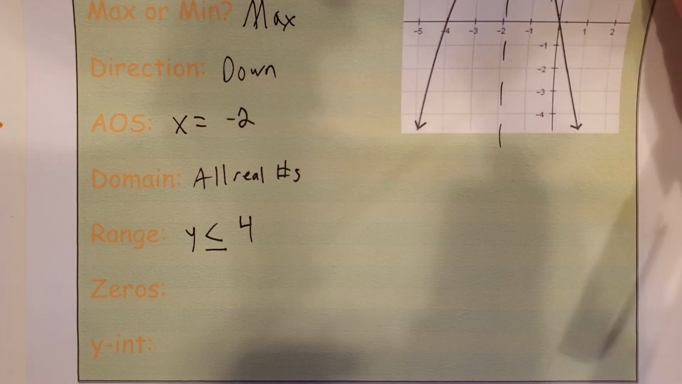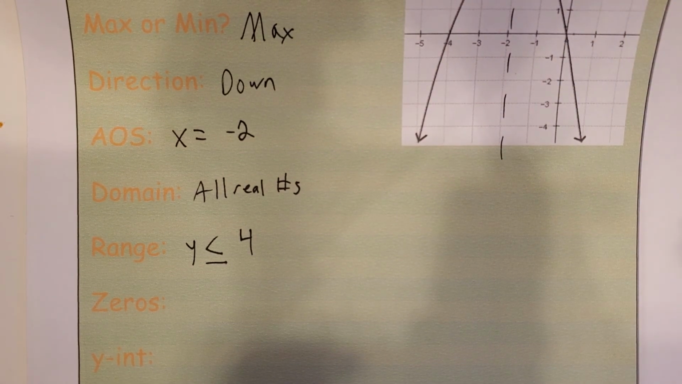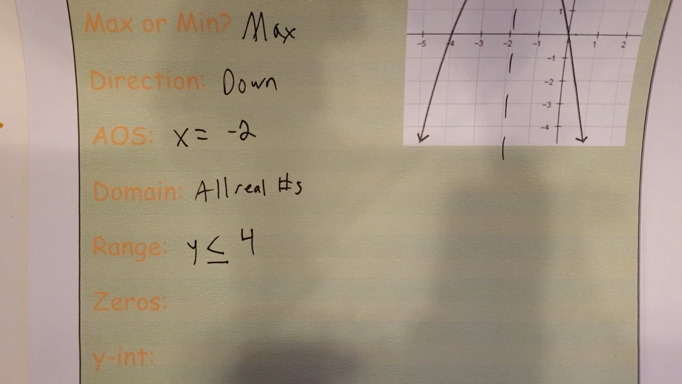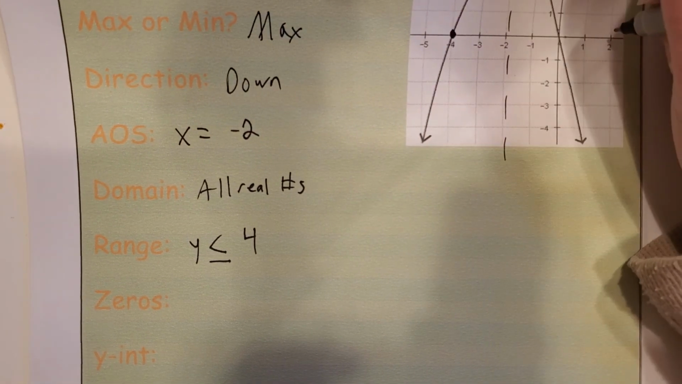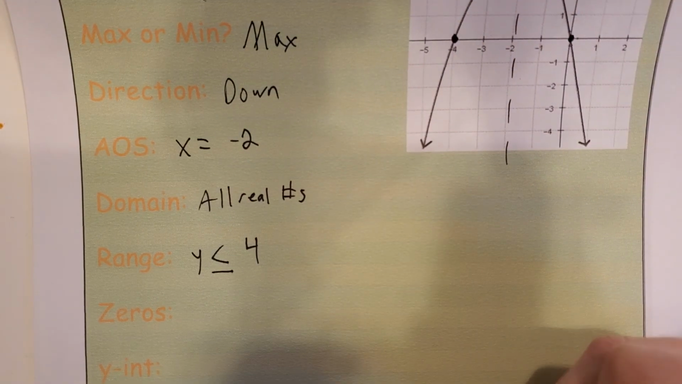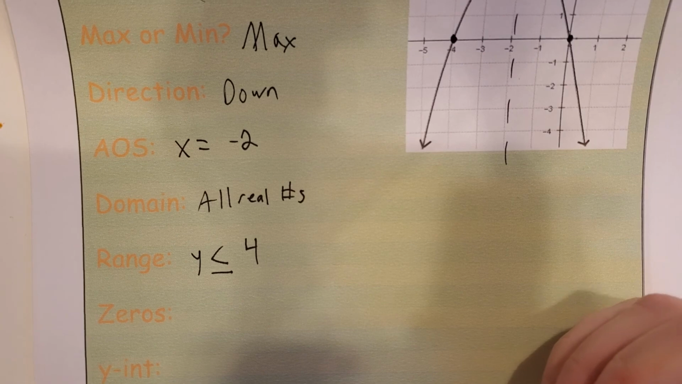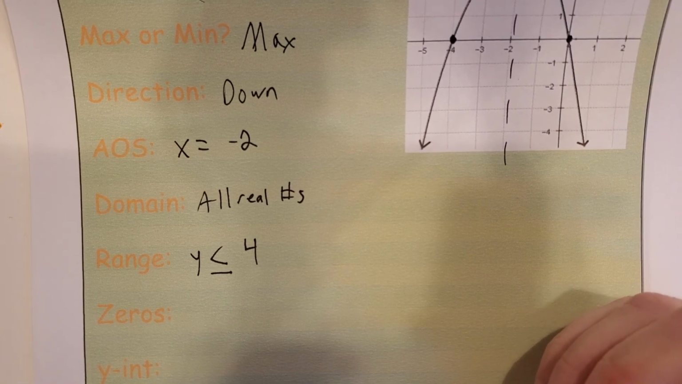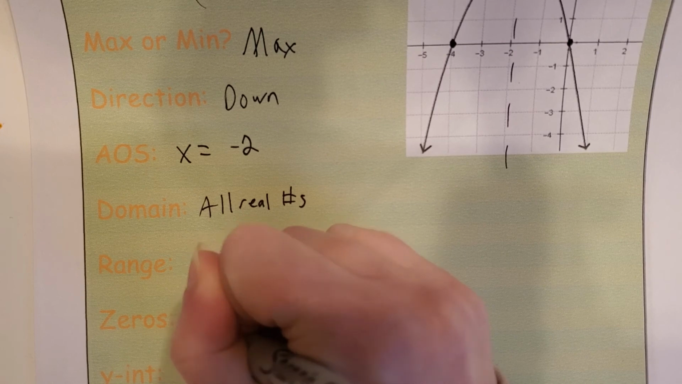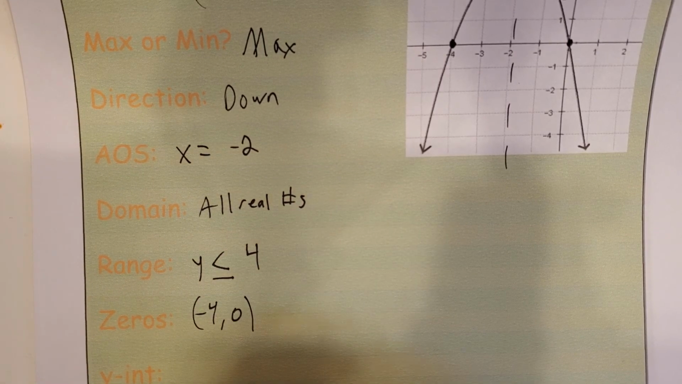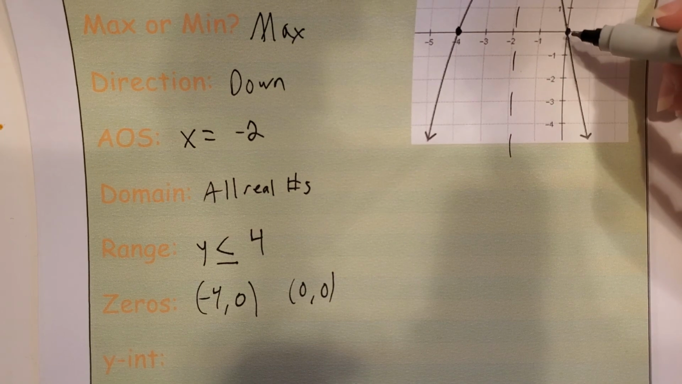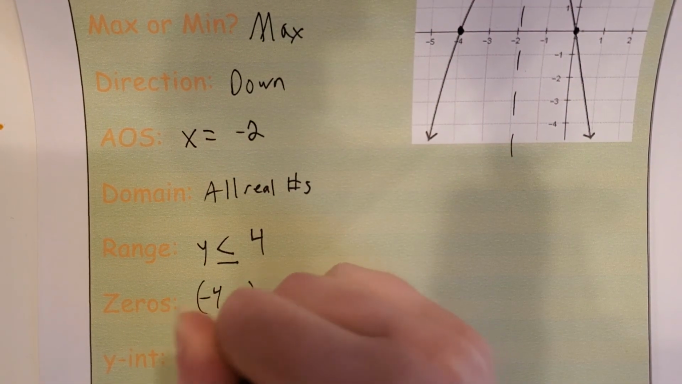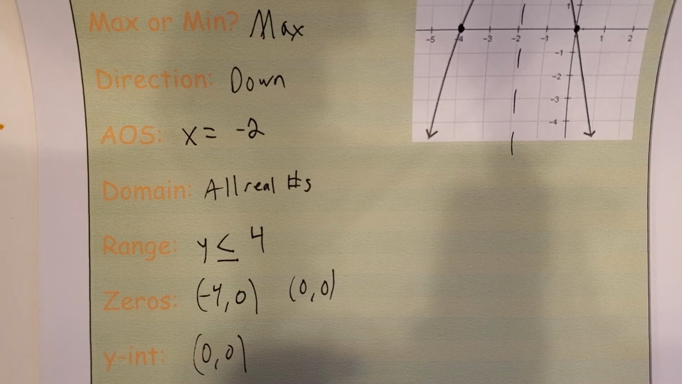For the zeros, I'm going to try to fit everything in. Zeros, again, are just your x-intercepts, so the places where the curve crosses the x-axis. So that's this point right here and that point right there. Since it's an ordered pair, I am going to be looking specifically for ordered pairs. That means not just -4 and 0, but (-4, 0) and (0, 0). And then the y-intercept is where the line crosses the y-axis, which happens to be the exact same place here. So your only y-intercept is (0, 0). And that's it.